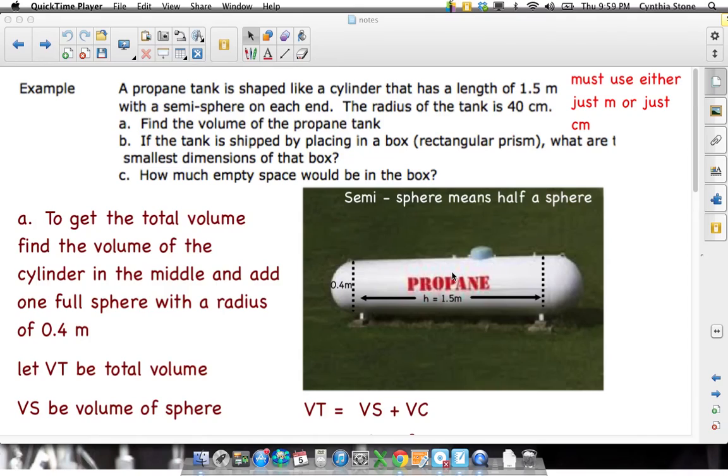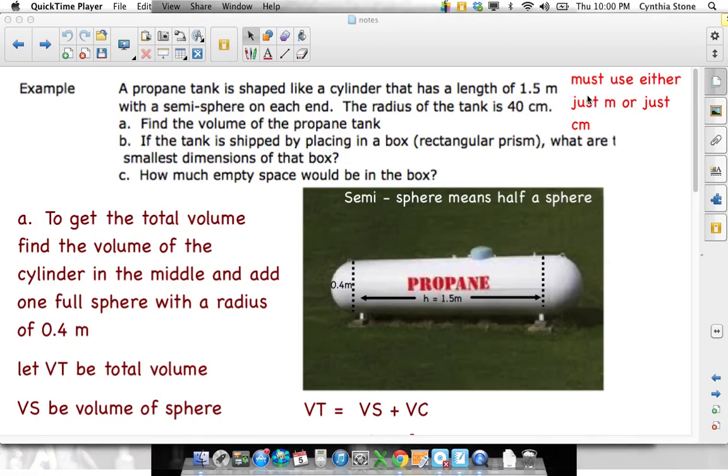So it says find the volume of the whole tank. So all you have to do is take the volume of this sphere that would have a radius of 40 centimeters, and you find that volume, and then you add it to the volume of a cylinder. So a couple of notes before, you've probably written them already, but you have to use either meters or centimeters. See how it says 1.5 meters and 40 centimeters? When you're doing a volume calculation or a surface area calculation and your measurements are in different units, you have to put them in the same one.